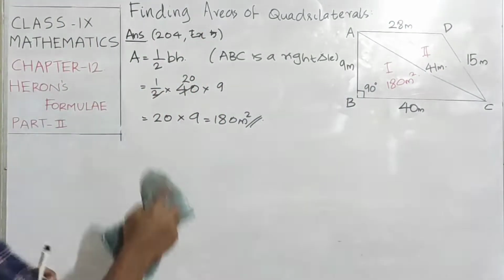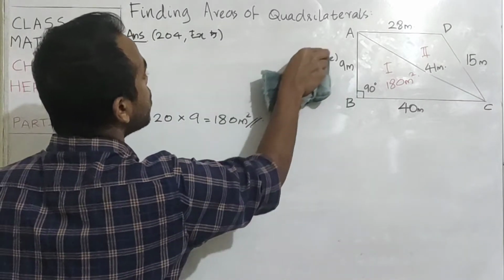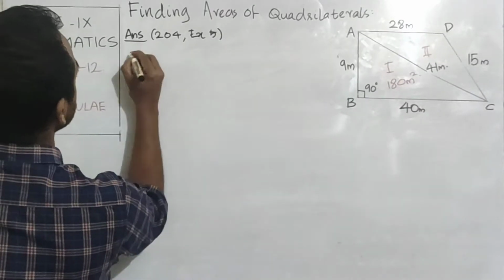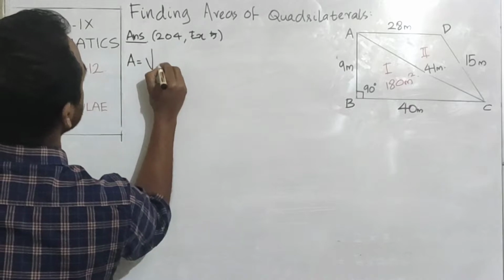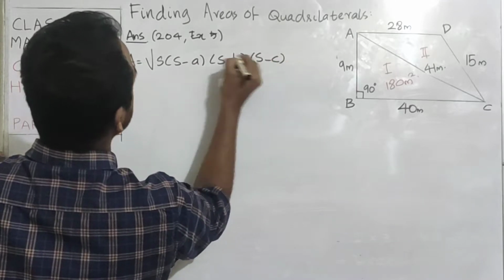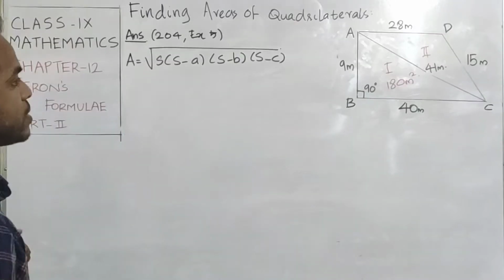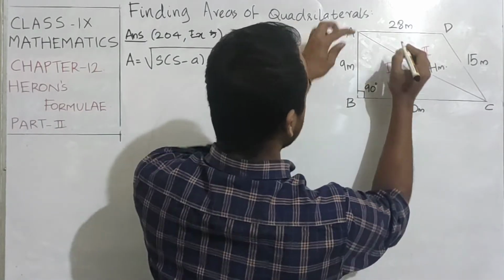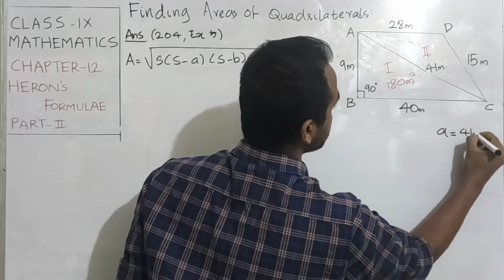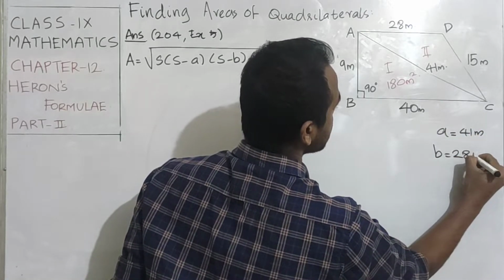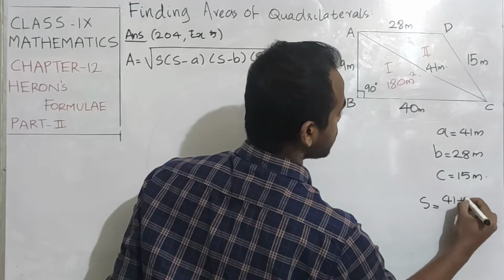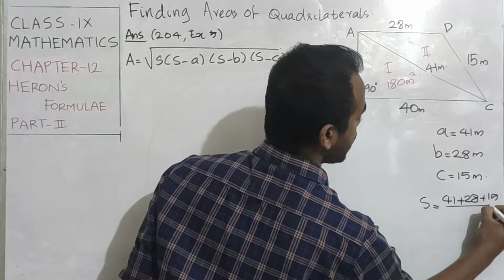The second triangle can be easily found by using the formula that we have learned in this particular chapter. Let's see the area using Heron's formula. Area is found using the equation root of S into S minus A into S minus B into S minus C. Let's try to solve this. First we will write in the triangle the first side, second side and third side. I am going to write A as 41 meter, B as 28 meter and C as 15 meter. Then what will be S? S is equal to 41 plus 28 plus 15 whole divided by 2.